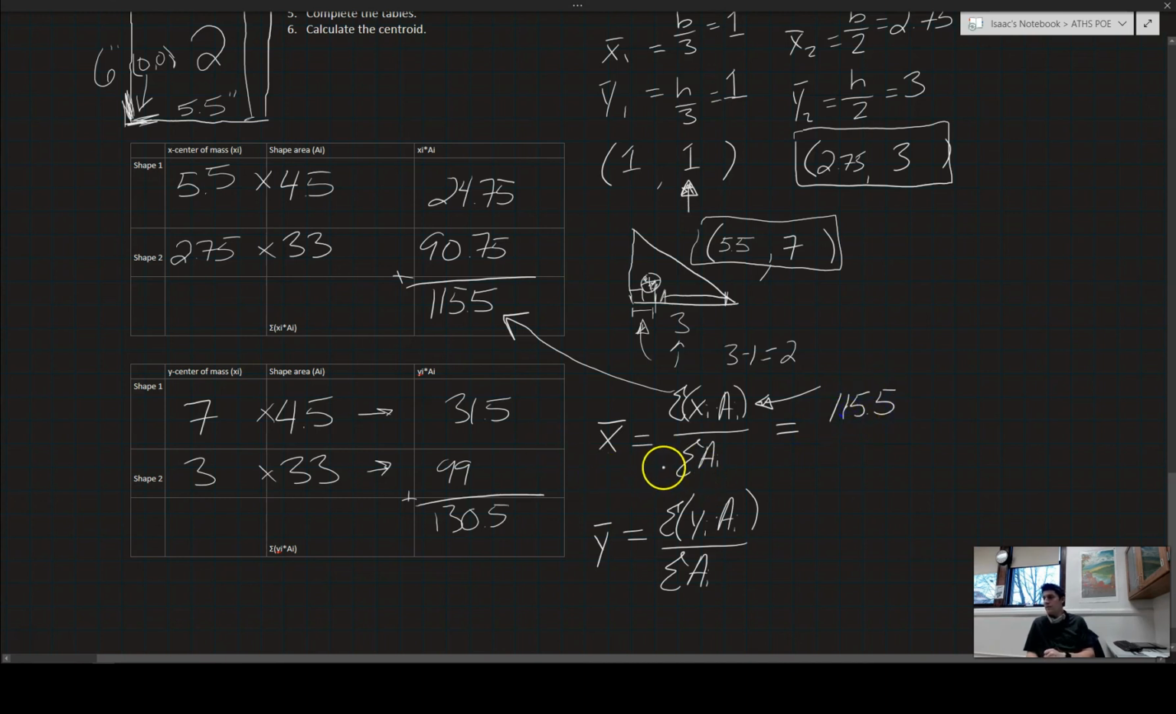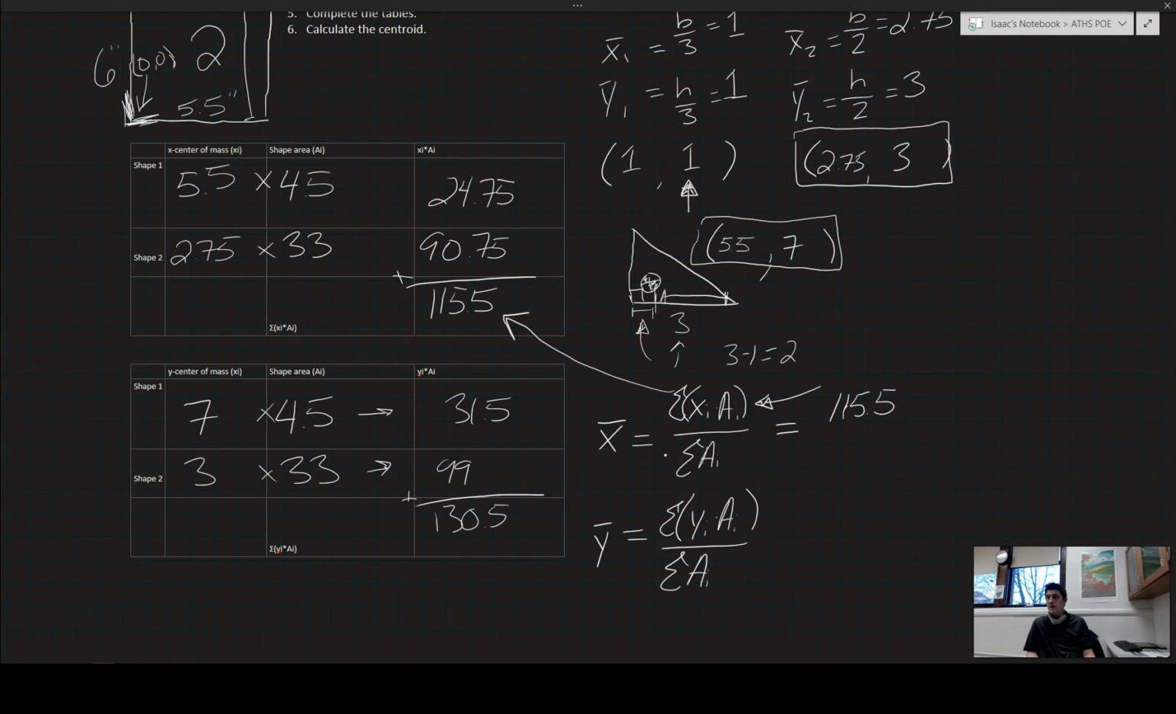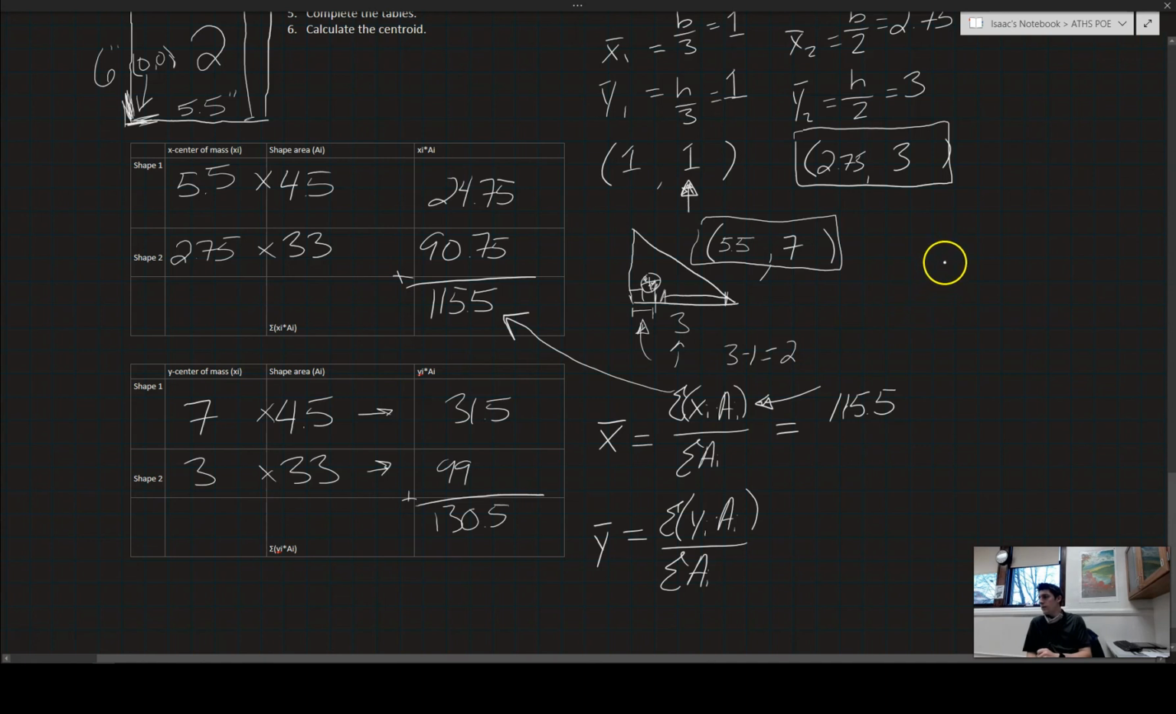Okay, well, what's this bottom number? What is sigma ai? Well, sigma means sum, and ai means area of each shape. So sigma ai then means the sum of the areas. So the sum of the areas is going to be 4.5 plus 33, because those were the areas that we got for each of the shapes alone. So I'll write that number up here. Sigma ai is equal to 37.5.